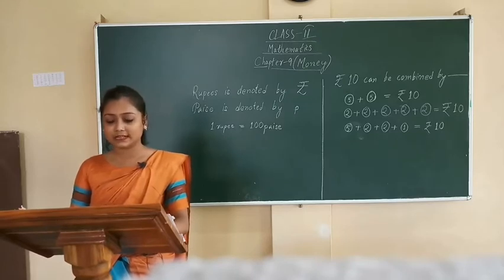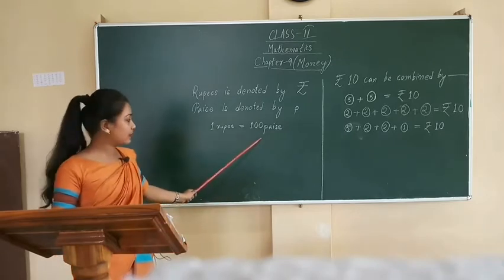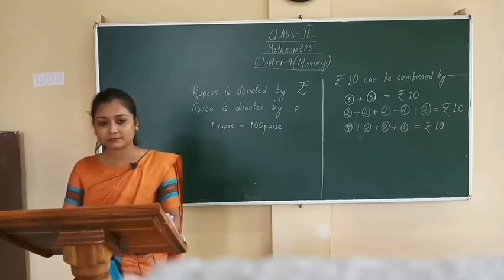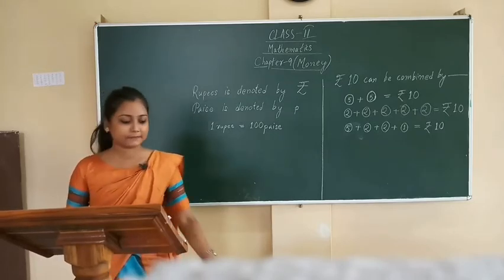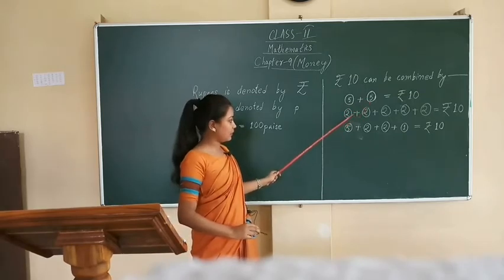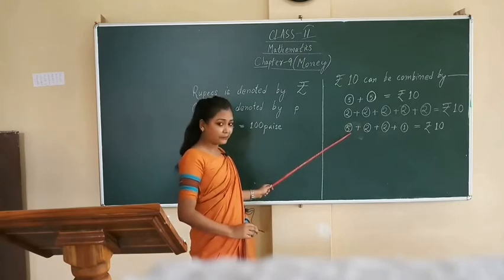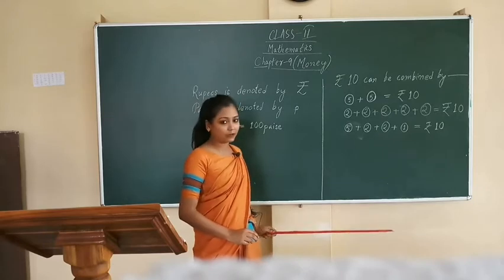Now, do you know the relation between rupees and paise? The relation is 1 rupee is equal to 100 paise. We can also combine notes by different coins. As for example, let us take rupees 10. Rupees 10 can be combined by 2 5 rupee coins, 5 2 rupee coins, 1 5 rupee coin, 2 2 rupee coins and 1 rupee coin.